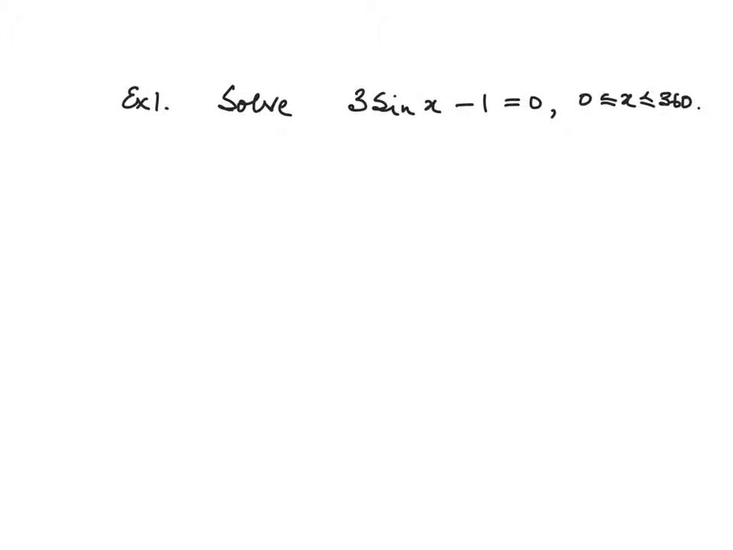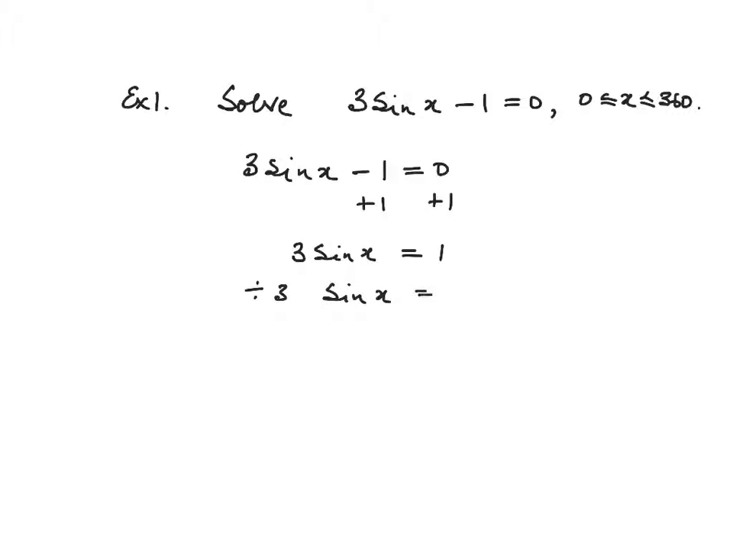Trigonometric equations. We want to solve 3 sine x minus 1 equals 0. So the first thing that we have to do is to simplify the trigonometric equation. We want it to be in a certain form. Add 1 to both sides, divide by 3, and finally I have the trig function on its own.